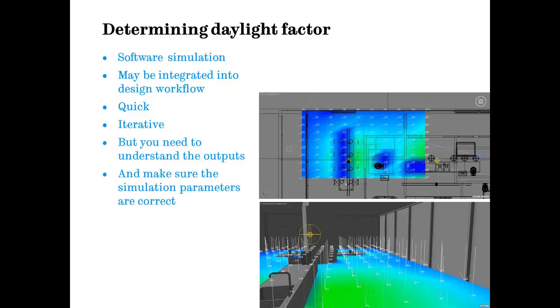I had one student last year who put their building, they'd left it in the default position in Revit, which was in Boston in the United States. And they couldn't understand why they were getting such unusual daylight readings. So they were about 8,000 miles in the wrong direction.